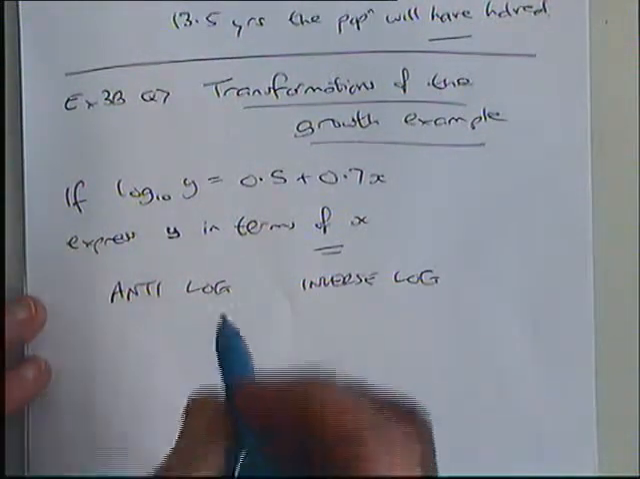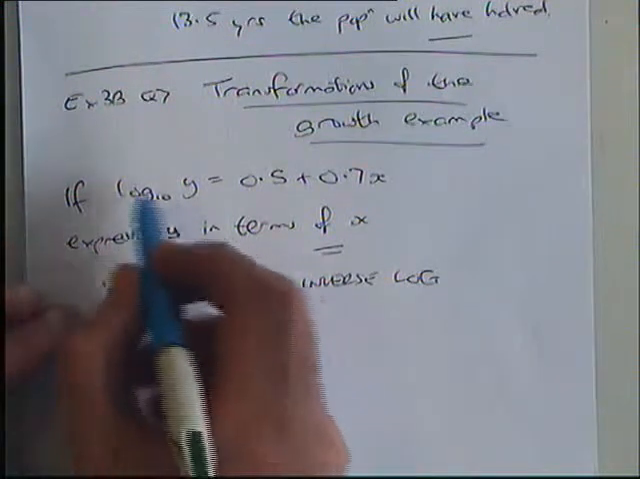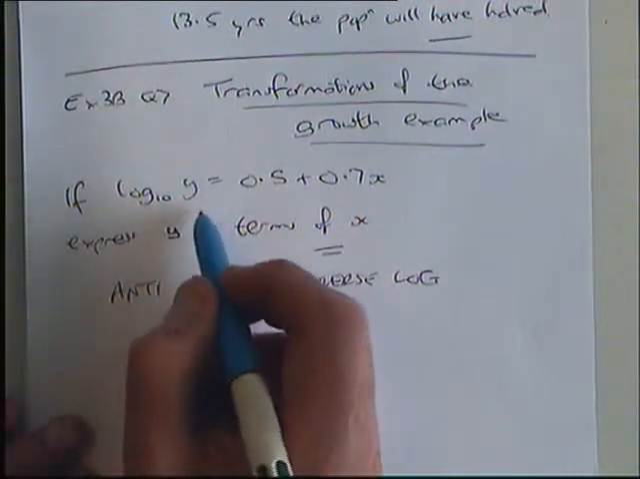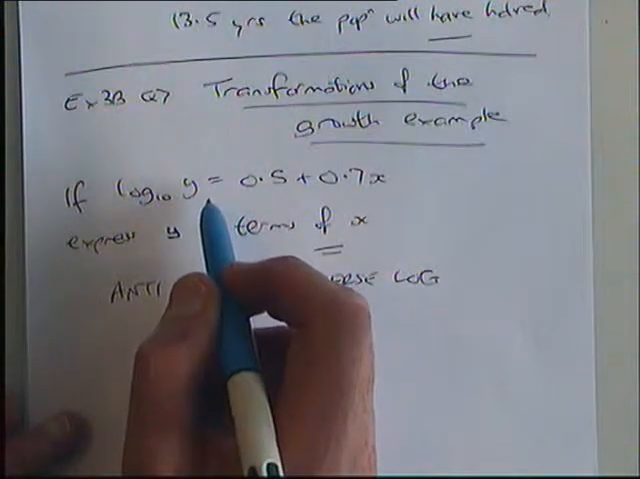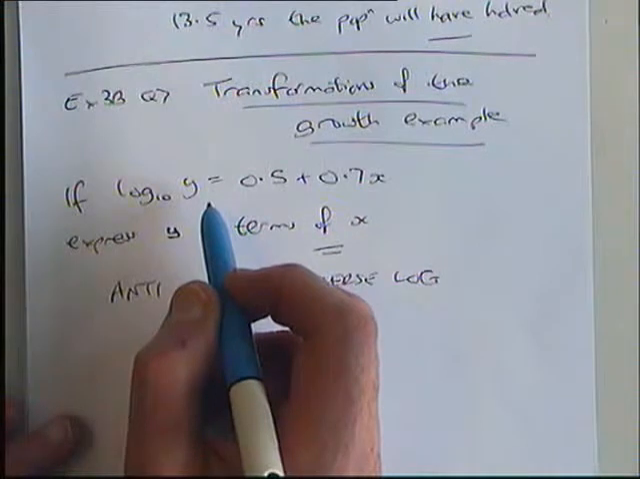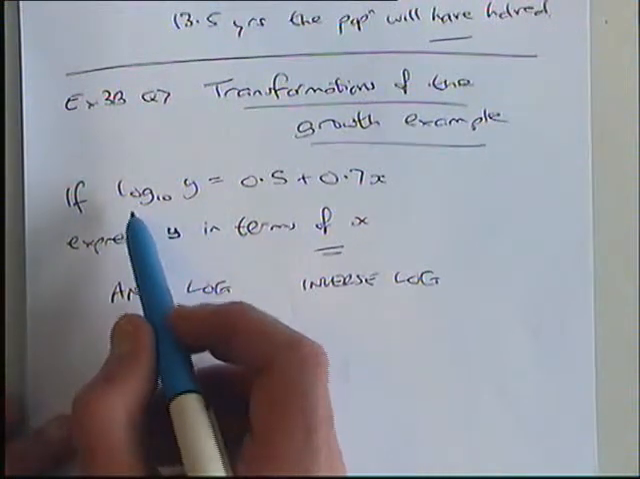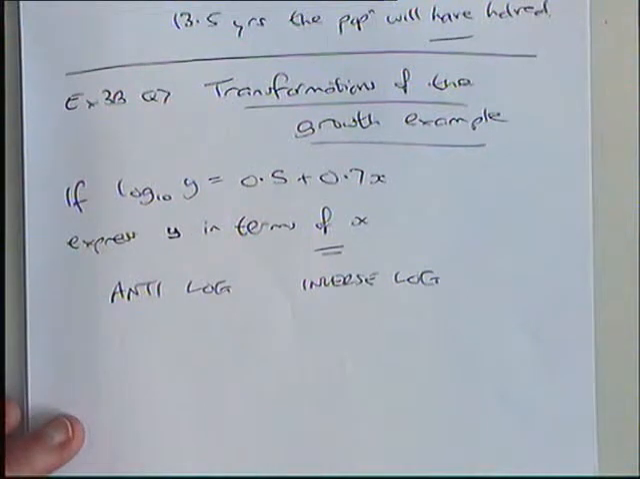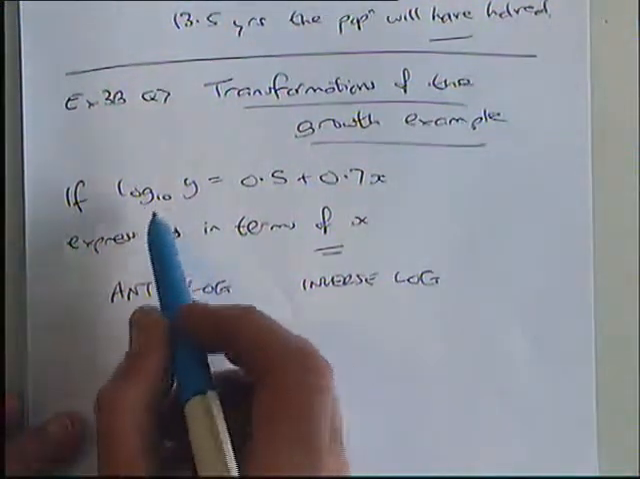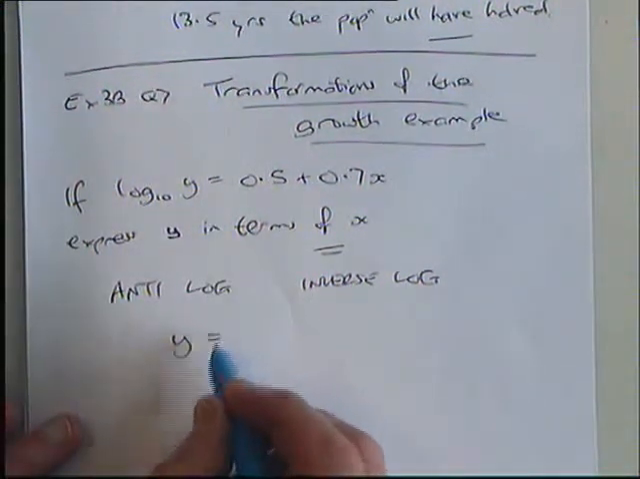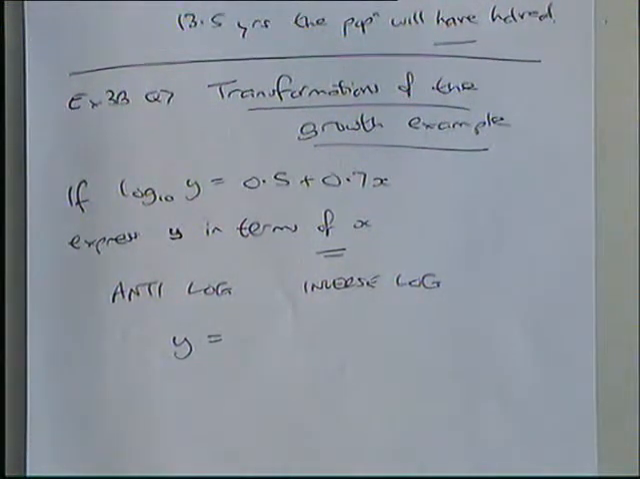If I anti-log log y, what am I going to get? Just y. If I anti-log that, I just get that. Basically, if you anti-log log of something, you just get rid of the log. If it's already log of something and you're anti-logging, you just get rid of the word log, effectively.